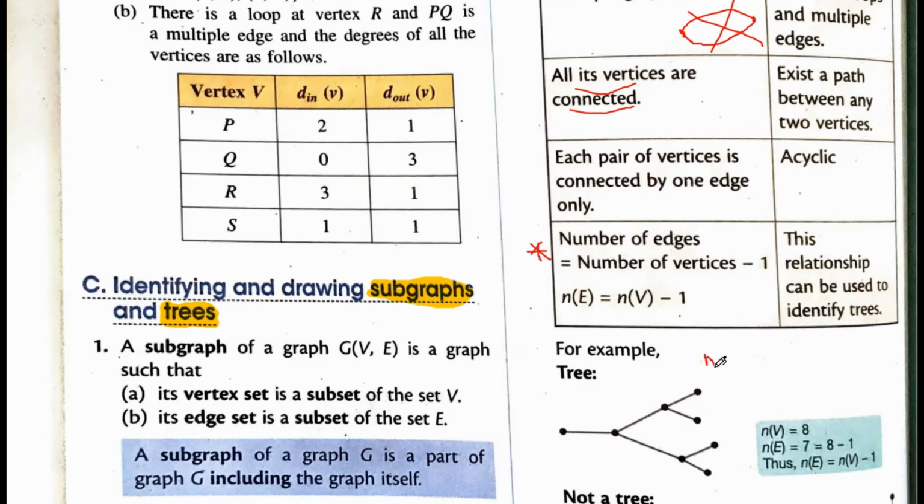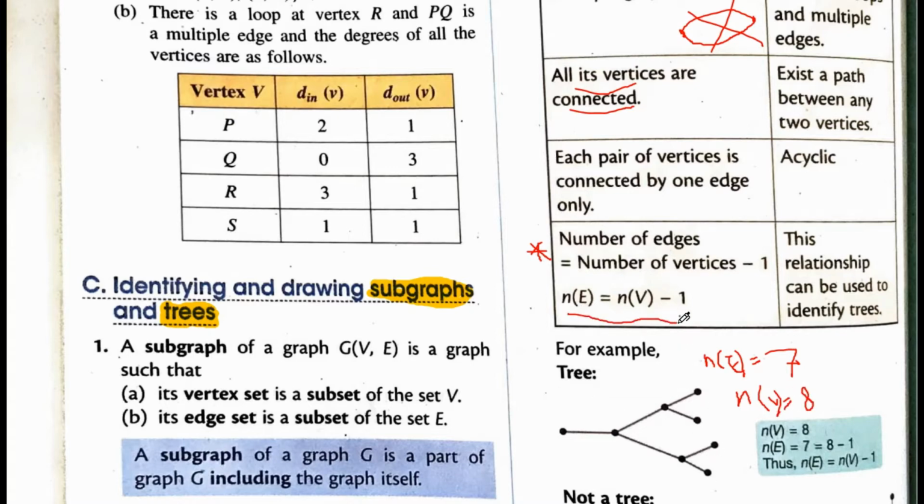So number of edges equals 7. Edges, you calculate how many lines in this graph. 1, 2, 3, 4, 5, 6, 7. 7 lines. And number of vertices, how many black dots here? So 1, 2, 3, 4, 5, 6, 7, 8.